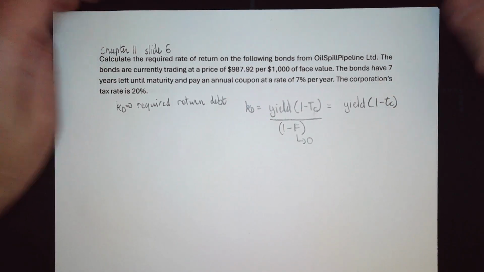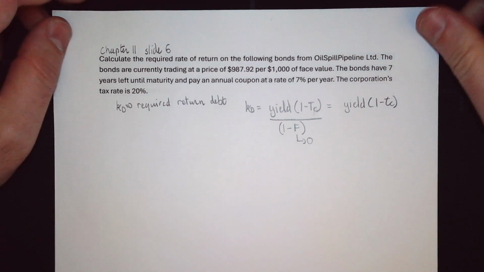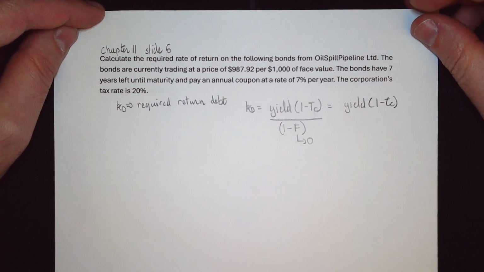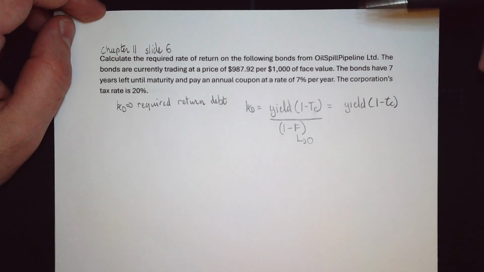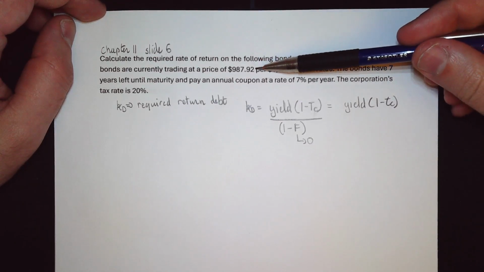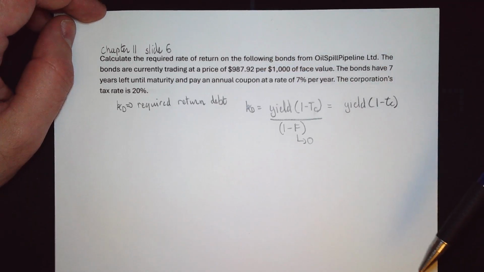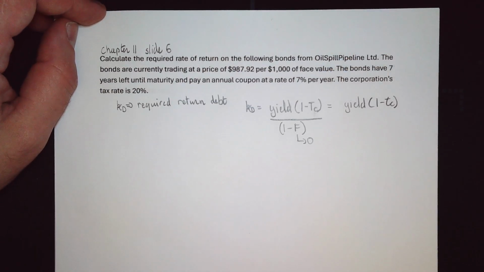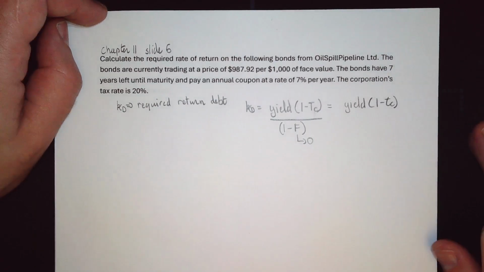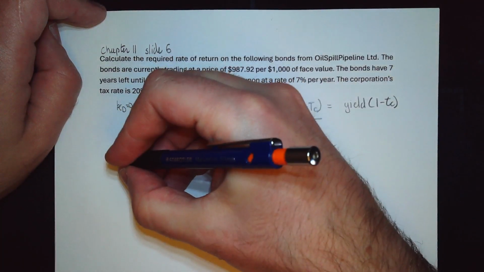Okay. Once we know that, then given this question, it should be pretty straightforward to calculate KD. We have a firm here, Orioles Pipeline. They have bonds selling at this price per $1,000 face value. We have the maturity of these bonds, and we have the coupon rate. With all of this information, you should be able to calculate the yield on the bond. So we will use our financial calculator.